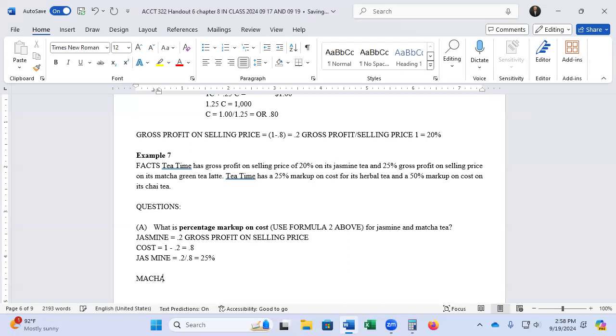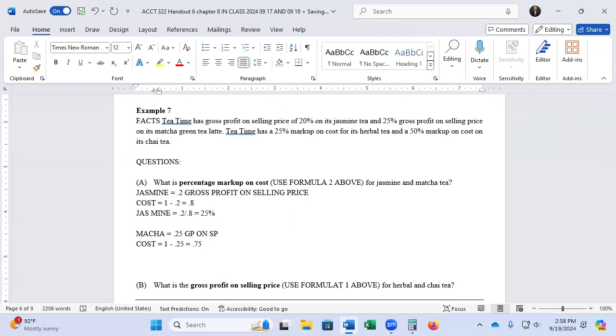So matcha has a 0.25 gross profit on selling price. So cost would be 1 minus 0.25, which would equal 0.75. And so we have GP divided by cost. So we have 0.25 divided by 0.75, and we get 33.3%.